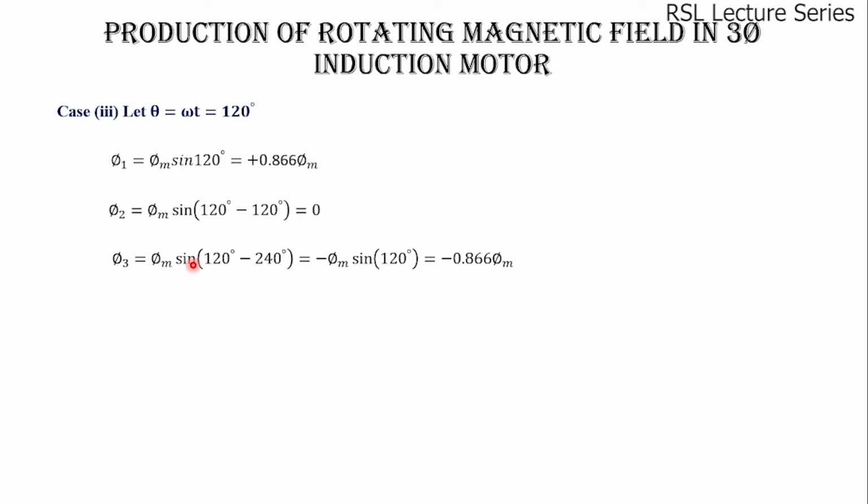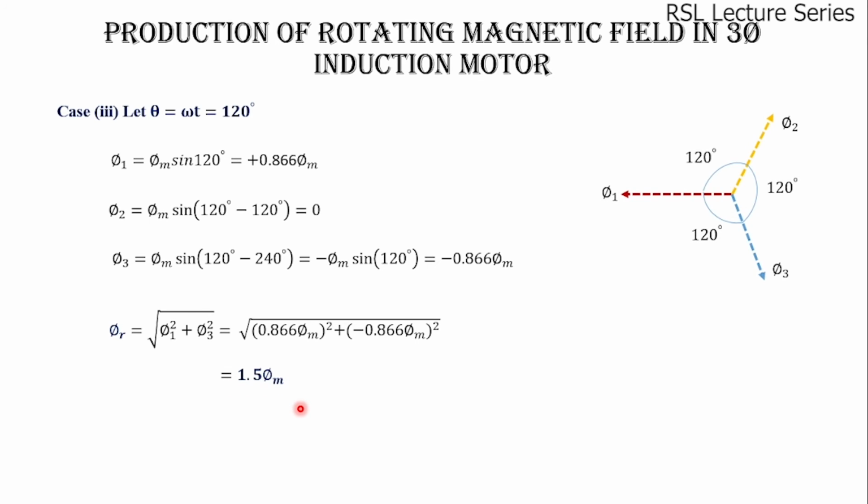So sin minus 120 is minus sin 120. So this will give you minus 0.866 phi m. And now the resultant flux is under root of phi 1 square plus phi 3 square, because phi 2 is 0 here. So the answer will remain the same. So again we'll get the magnitude as 1.5 phi m. So now we'll draw the vector diagram.